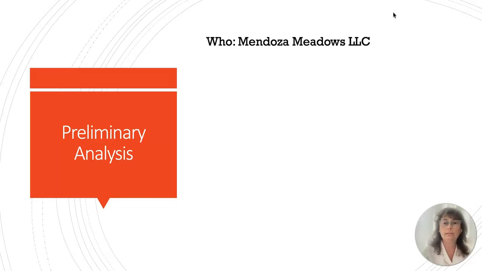So the who is Mendoza Meadows, LLC. For the purposes of this hypo, just assume that you are representing Mendoza Meadows, LLC. Now, in real life, you might be representing CES. In that case, the answer to these next questions will differ because you're representing a different party, right? In criminal law, your research is going to differ if you're representing the defendant compared to if you're the prosecutor, right? Because your issue is going to be different, right?